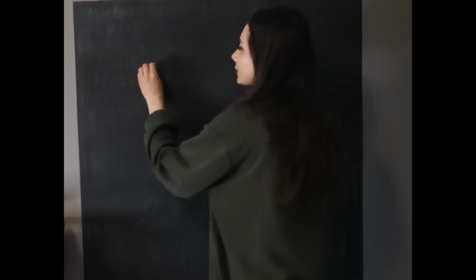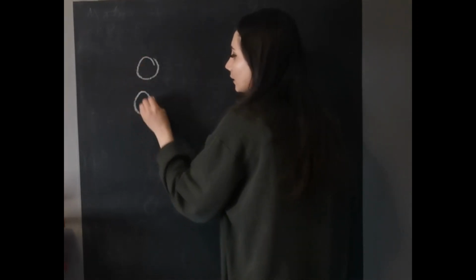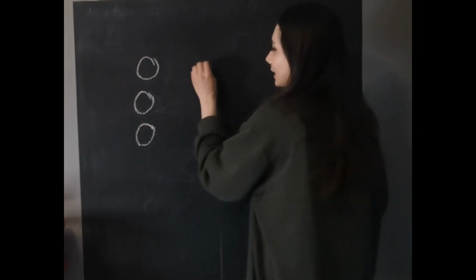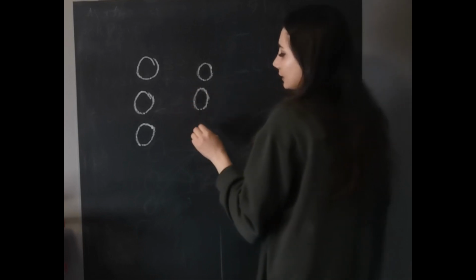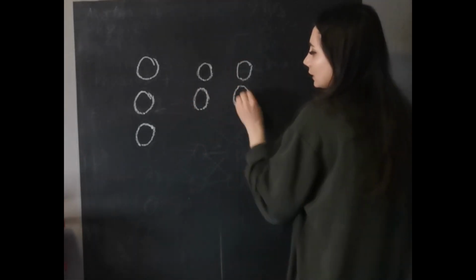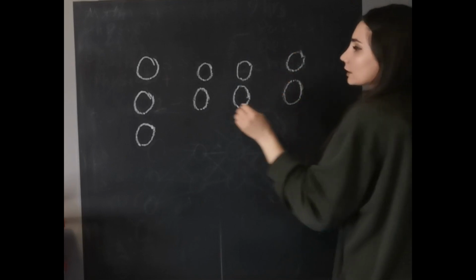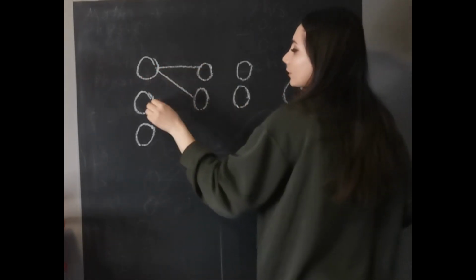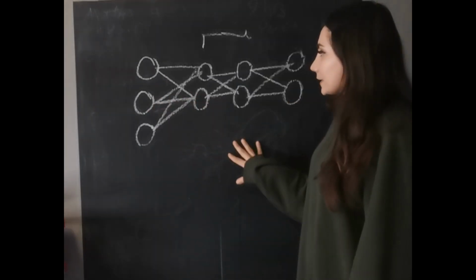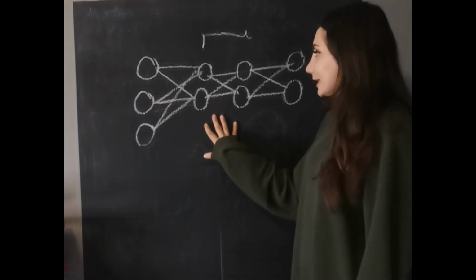I'm going to talk about vanishing and exploding gradients. If I have a neural network here, I have these inputs and I have two hidden layers, and then I have, for example, two outputs. I'm gonna connect all of these. I have this neural network that has two hidden layers.